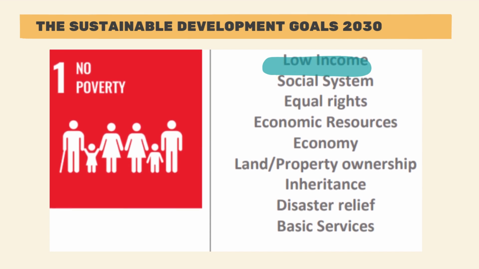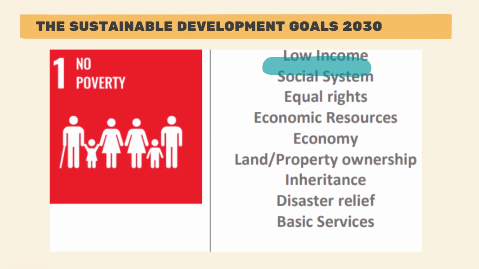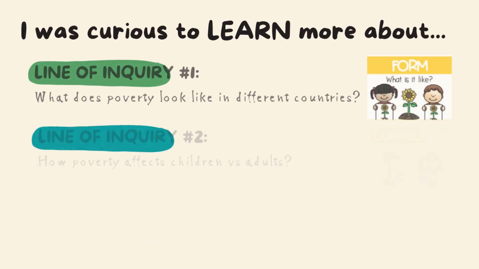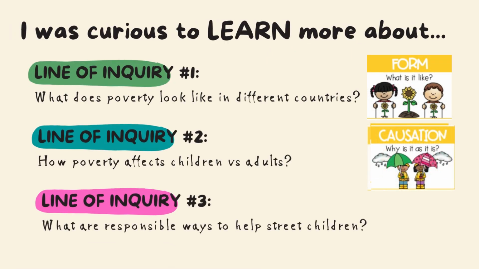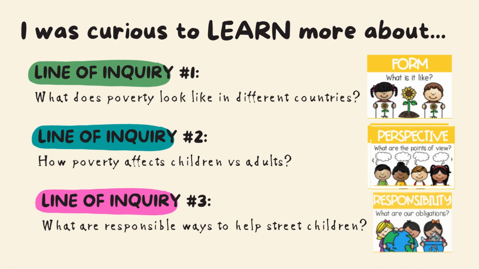This is SDG 1, number one, no poverty. These are my lines of inquiry. I want to know and learn more about what poverty looks like in different countries, how poverty affects children versus adults, and what are responsible ways to help children.